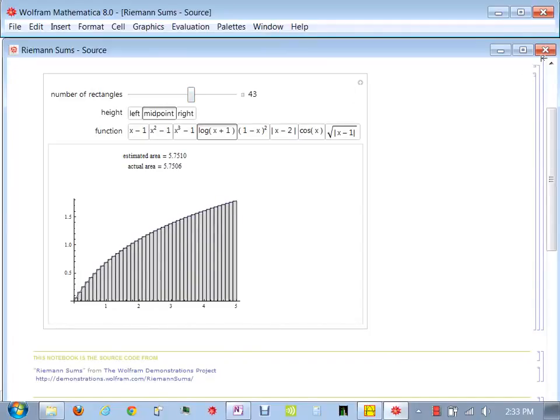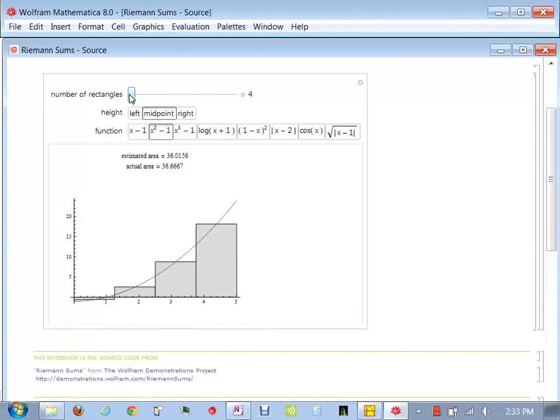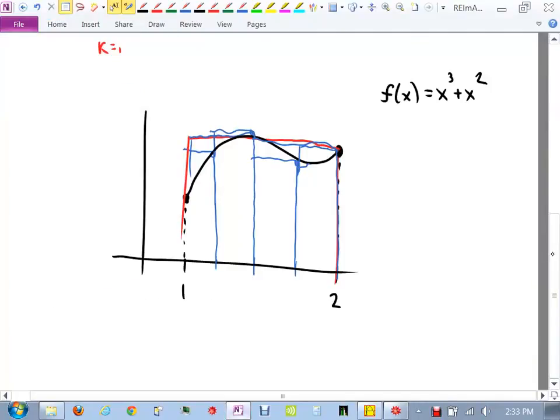All right. I'm gonna take something like x squared minus 1. Let's do that one. Right there. Let me do less rectangles. Okay, there's x squared minus 1. All right. Let me get back to my notes here. There's my drawing. My drawing sucks, doesn't it, compared to that computer one?